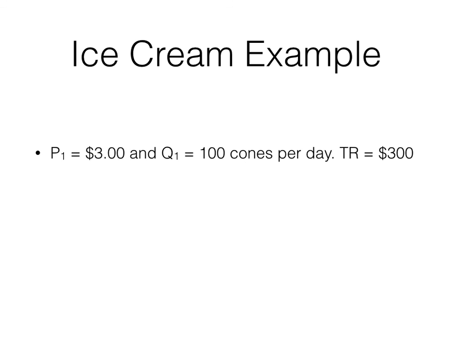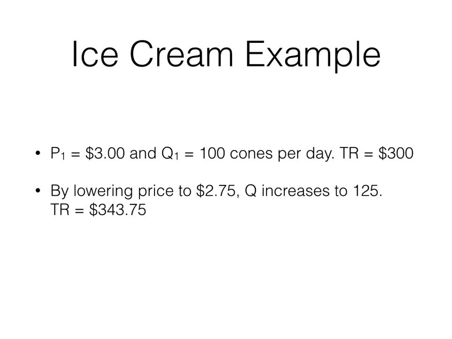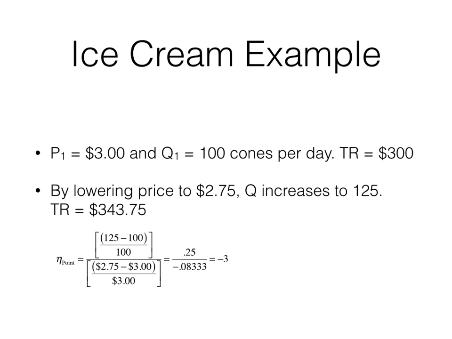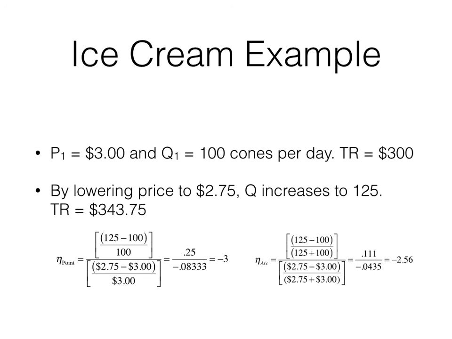Now let's get back to our ice cream example. Suppose ice cream cones were $3 and the ice cream store was selling 100 cones per day. Total revenue is $300. Lowering the price to $2.75, quantity increases to 125. Total revenue now increased to $343.75. By lowering the price, the revenue would have increased for this company. And we can calculate the elasticity of demand at this point, and we can see that it's -3, which is elastic in demand. Looking at the arc price elasticity, the exact same thing is -2.56, and it's elastic in demand.